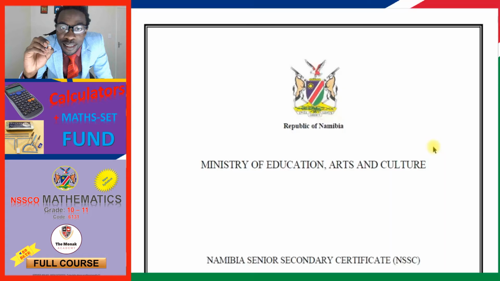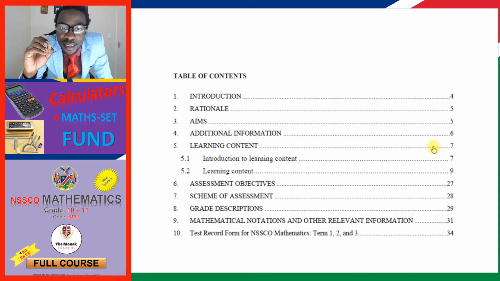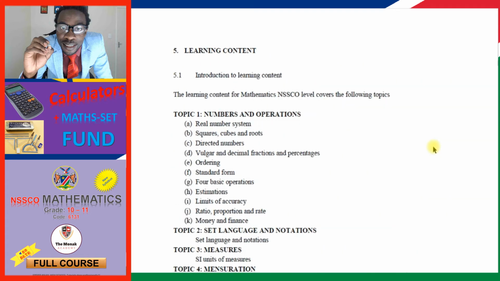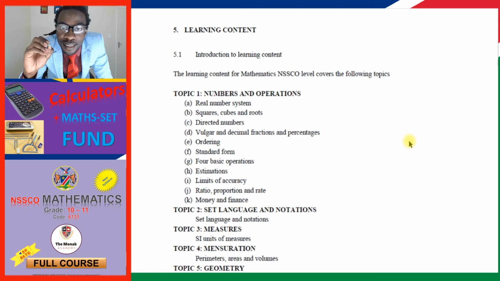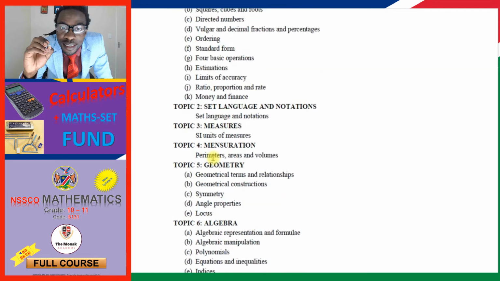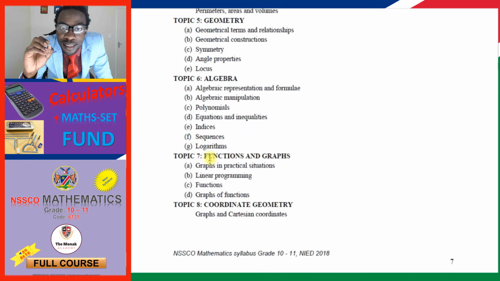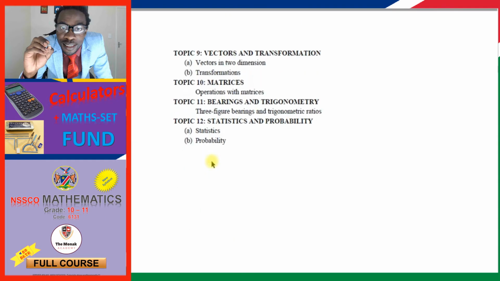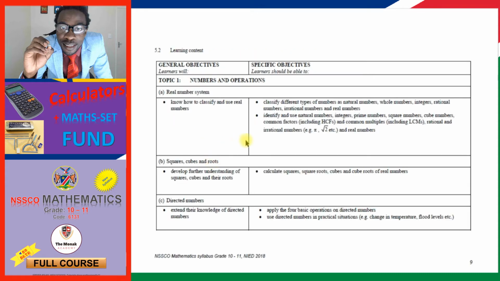Now, as you can see, in basic terms, these are the topics. Topic number 1, subdivided into A, B up to K. Topic number 2, topic 3, topic 4, 5, 6, 7, 8, 9, 10, 11, 12. So there are a total of 12 topics. But the syllabus goes further to break down each topic into specific objectives.